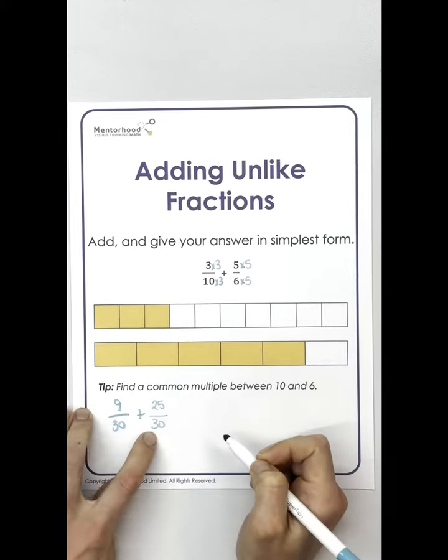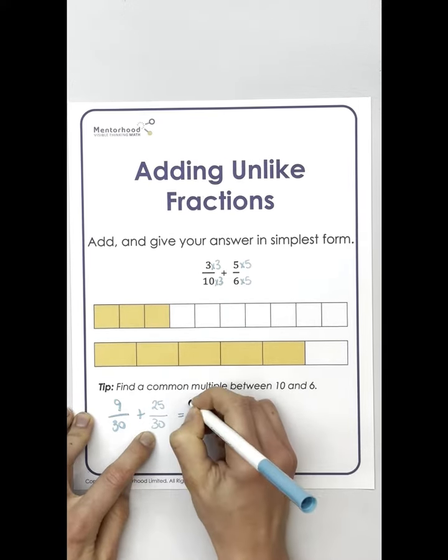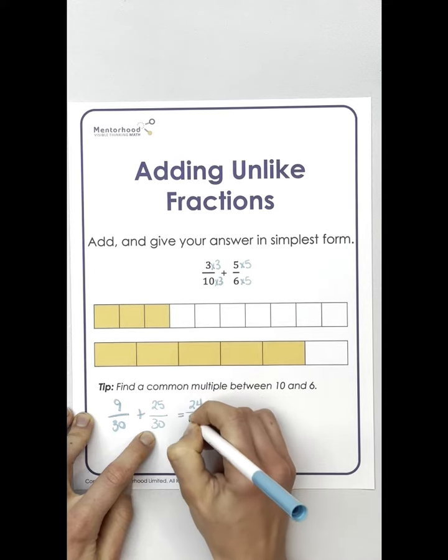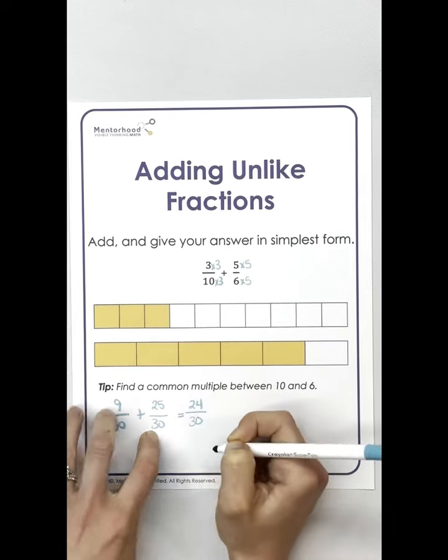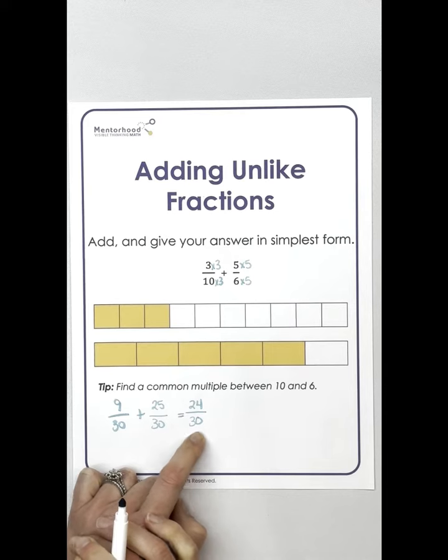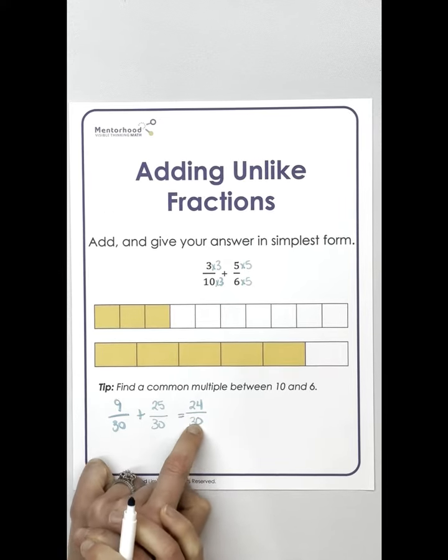Okay, this is a little bit more doable. So what is 9 plus 25? 34. 34 over 30, because that doesn't change. So 34/30. Now, do I have any holes? Is this number bigger than 30? No, so no holes. Okay, no problem.